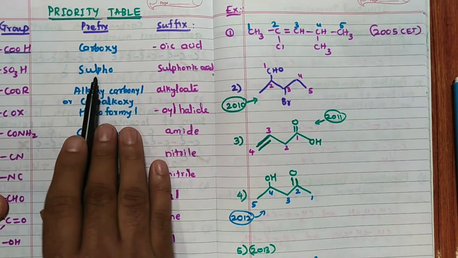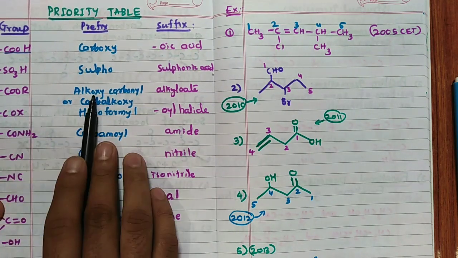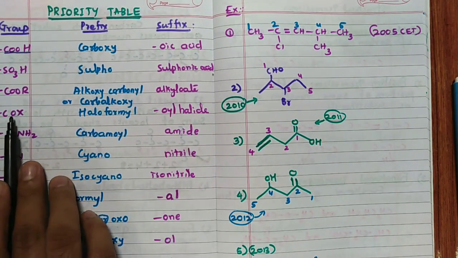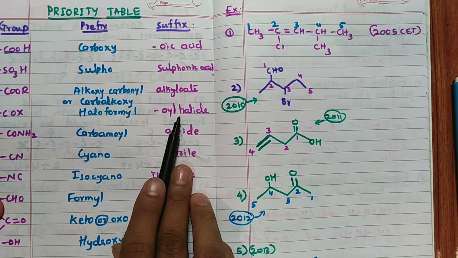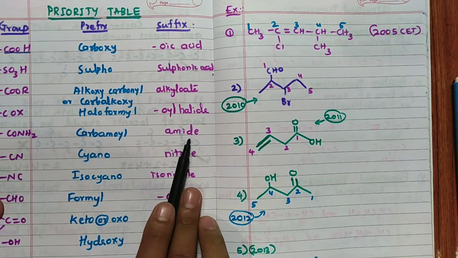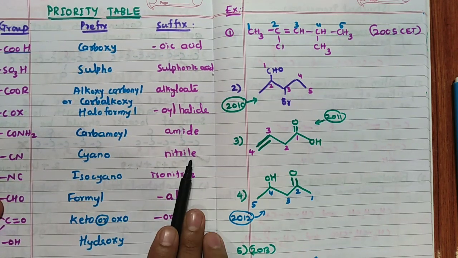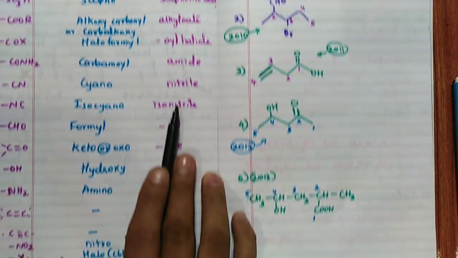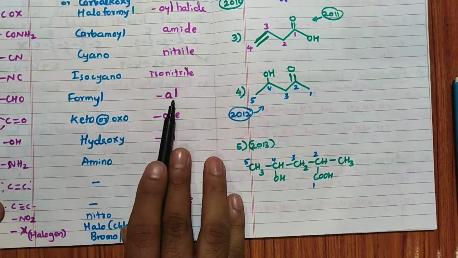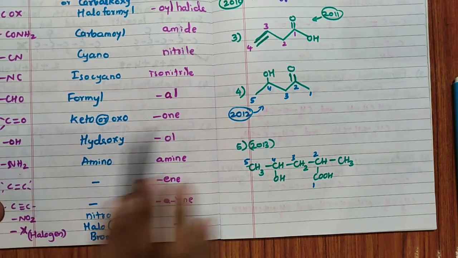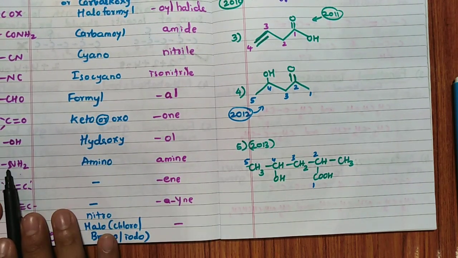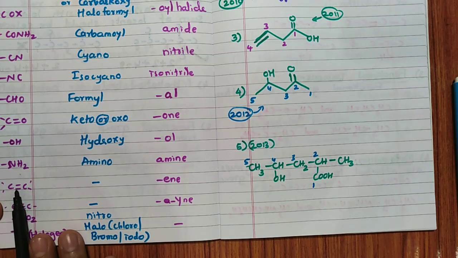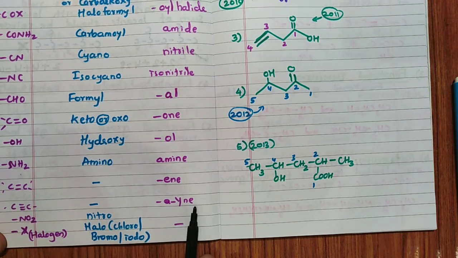Here SO3H is sulfonic acid, COO is alkoxycarbonyl, alkanoate, COX is haloformyl, acid halide, CONH2 is carbamoyl, amide, CN is cyano, nitrile, NC is isocyano, isonitrile, CHO is formyl, -al, CO is keto, -one, OH is hydroxy, -ol, NH2 is amine, double bond C is -ene, triple bond -yne, NO2 nitro, X is halogen.